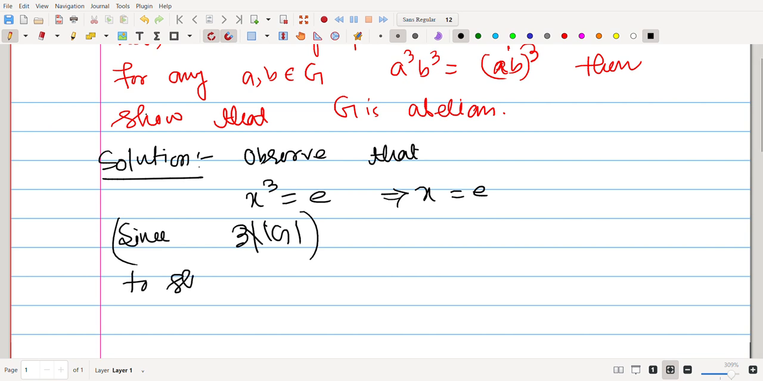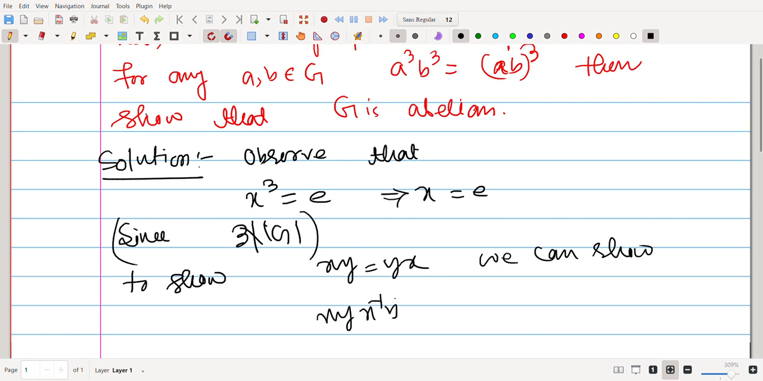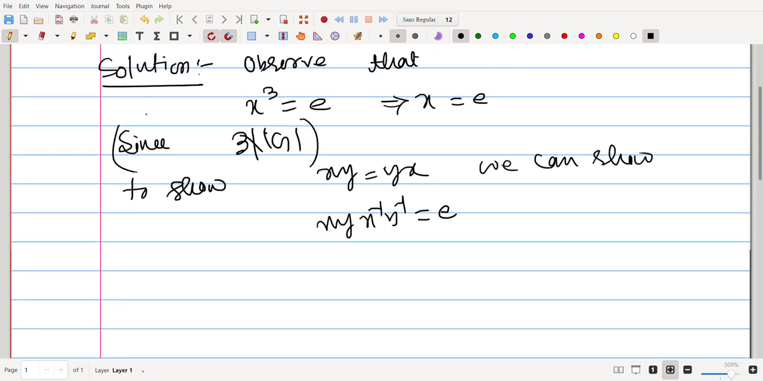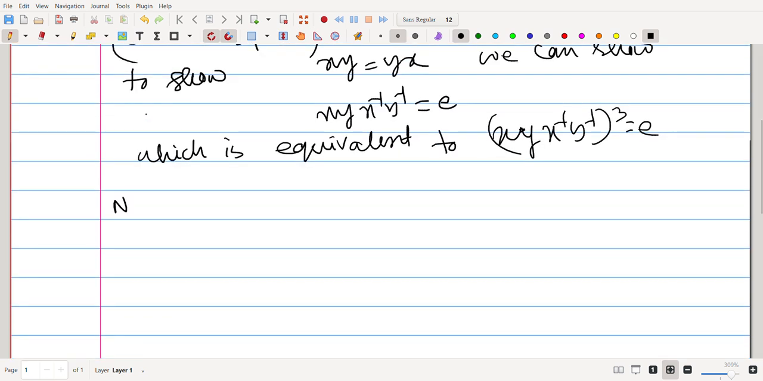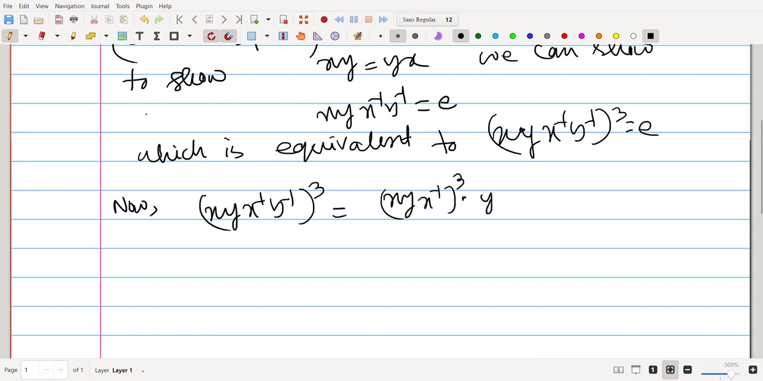So to show xy equals yx, we can show x y x inverse y inverse is identity, which is equivalent to showing (x y x inverse y inverse) cube is identity. Okay, and now (x y x inverse y inverse) cube equals (x y x inverse) cube times y inverse cube from the given condition, which is the same as x y cube x inverse times y power minus 3, right?